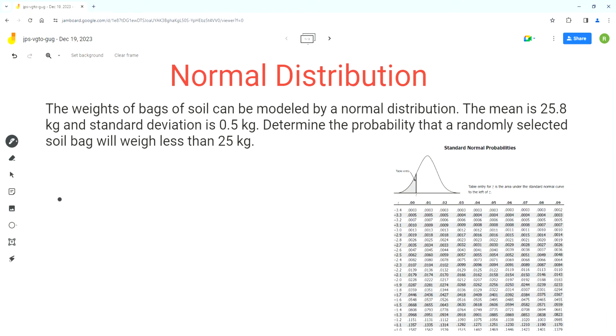So if I can just show it to you on the board. Let's assume this is a normal distribution sketch for the weights of bags of soil. So the mean is in the middle of this curve and this is 25.8 kg. And we have to find the probability that the randomly selected soil bag will weigh less than 25 kg. So 25 kg, I'll use a different color for it, is just slightly to the left of the mean. So this one is 25 kg.